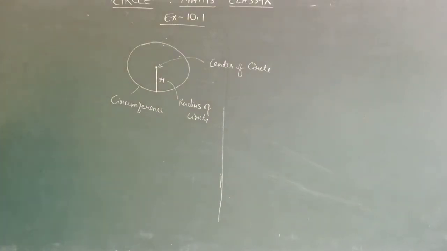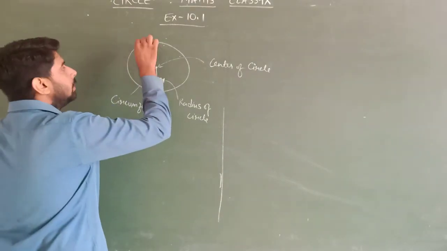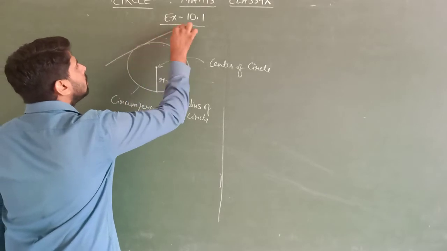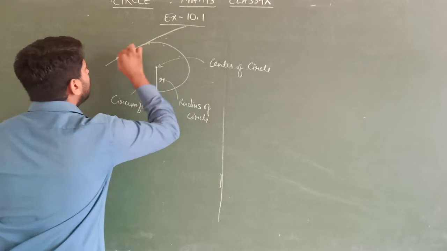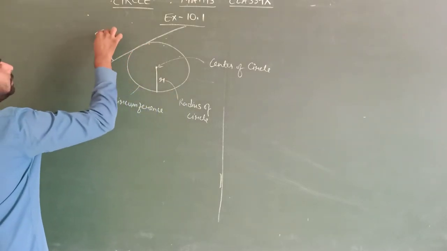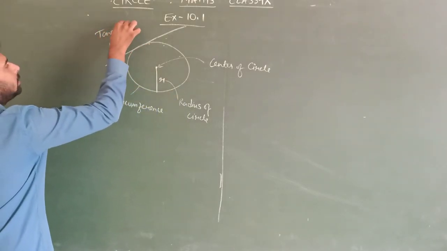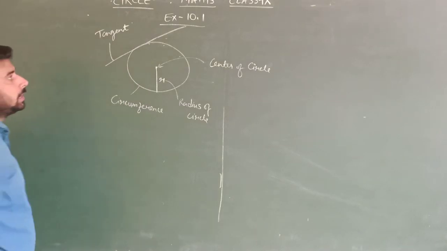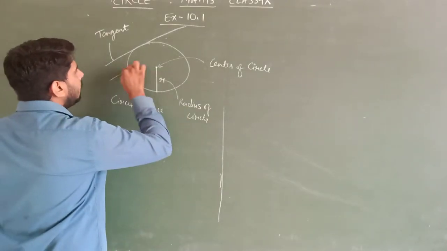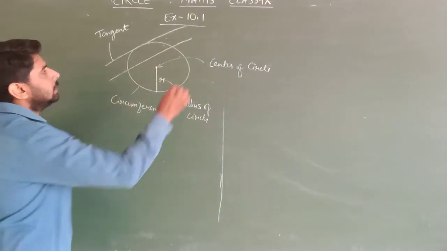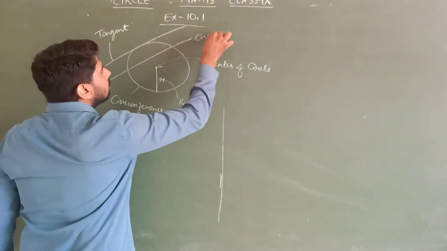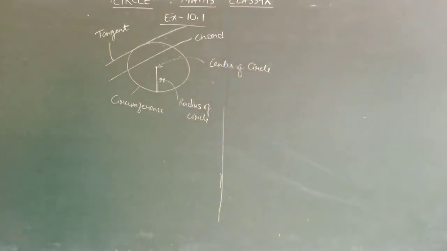Here, if a line touches this circle, then this line is called a tangent, and if a line cuts the circle at 2 points, then this line is called a chord. Take a screenshot of it.